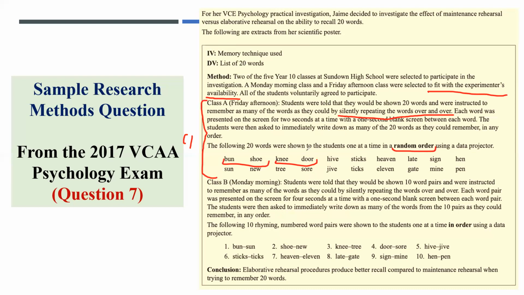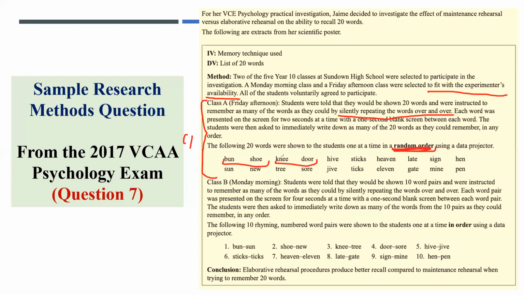So when you look at the word bun and sun, they rhyme and it's easier for you to remember. And that's elaborative rehearsal. With these kids in the maintenance rehearsal group in Class A, we don't want them to have any cue or any kind of help in terms of remembering. We just want them to rely on the simple repetition of words because that's what maintenance rehearsal is. That's why, unlike the participants in Class B, we haven't paired those words together. We haven't paired bun and sun together or shoe and new together. We've separated them out and used a random order rather than a rhyming order.